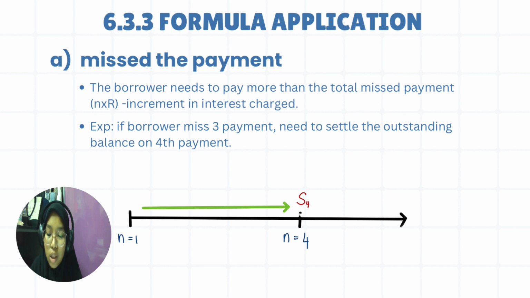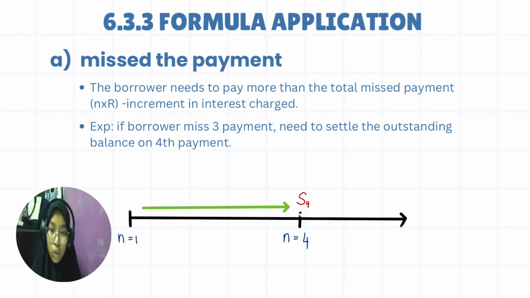So for A is missed payment. What is a missed payment? It's when there is an increment in interest charge, where the borrower needs to pay more than the total missed payment. For example, if the borrower missed 3 payments, she needs to settle the outstanding balance on the fourth payment. So the future value will increase because of the missed payment.